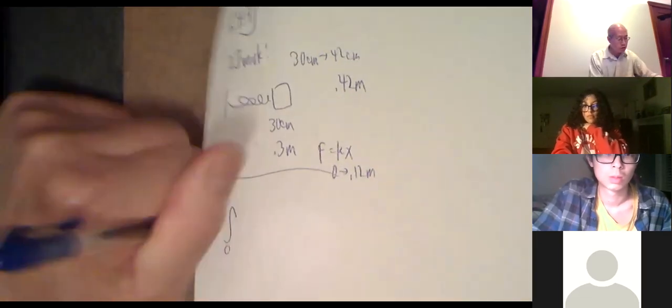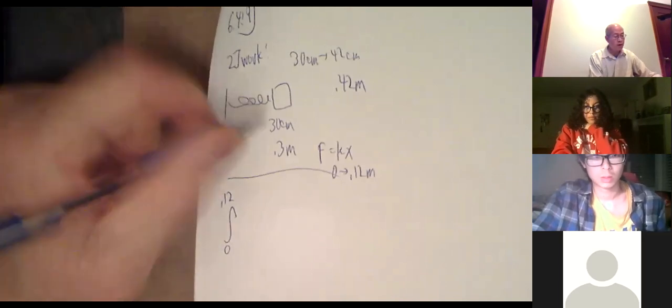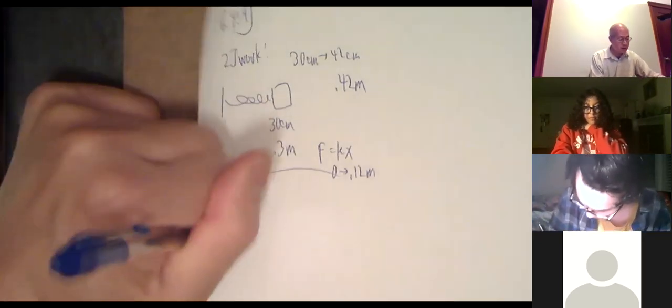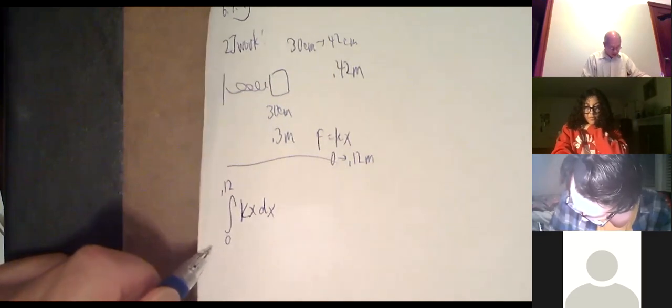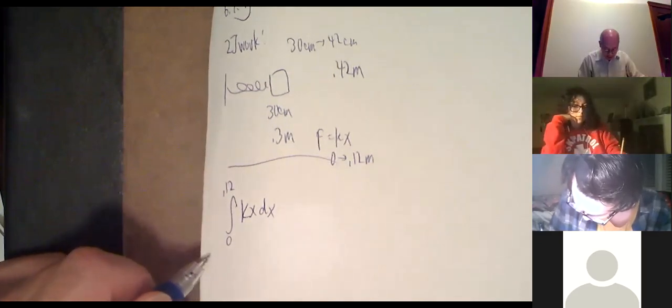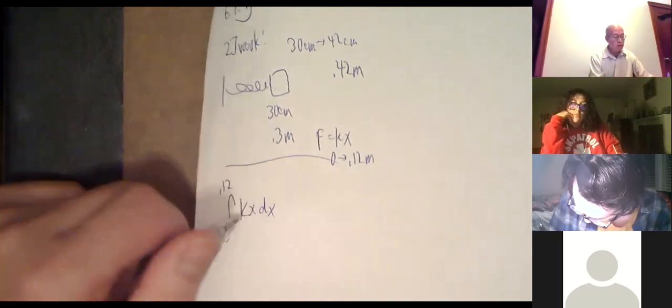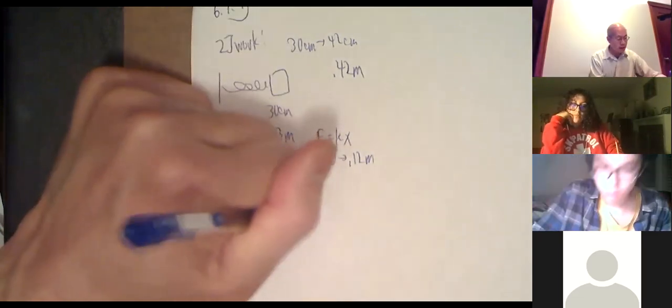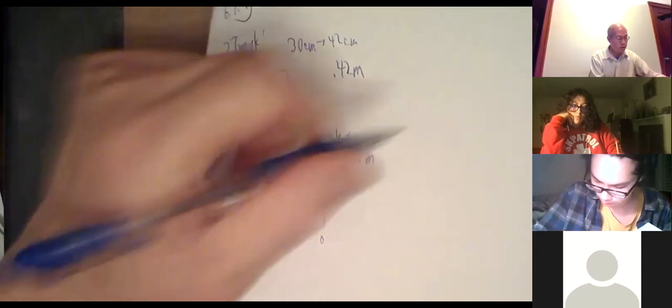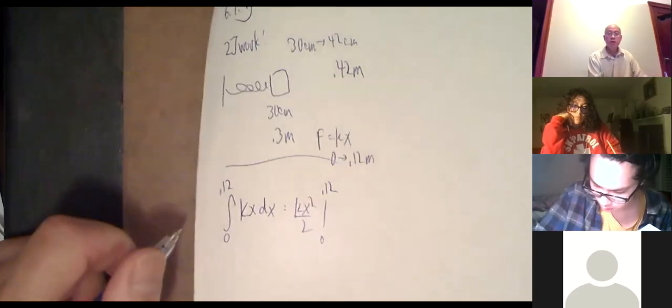So the integral from 0 to 0.12 of F, which is kx, dx. You integrate the force. Right? That was also like problem 3. That part's similar to problem 3. Okay, so that's kx squared over 2 from 0 to 0.12.